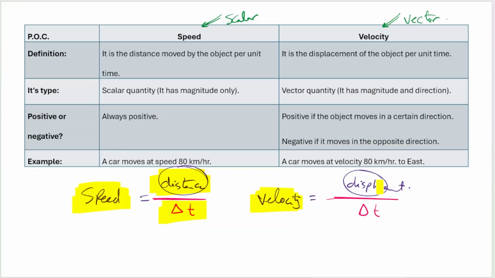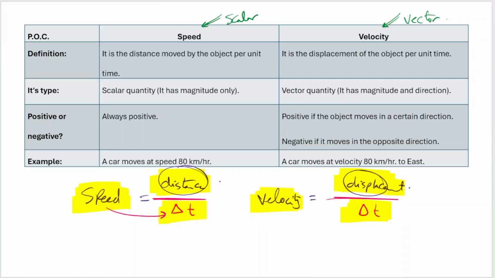But velocity is equal to the change in displacement, which is a vector, over the change in time, which is scalar. Vector divided by scalar will give a vector. Negative divided by positive will give negative. So velocity is a vector.